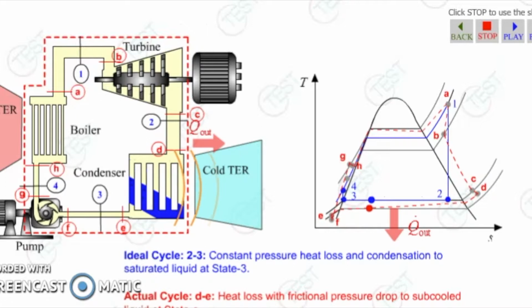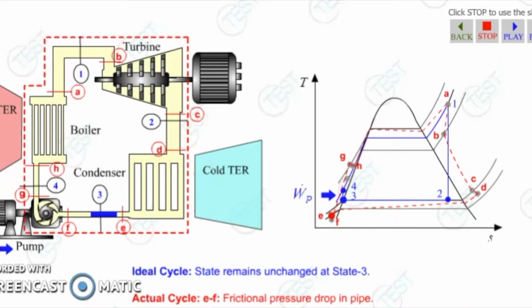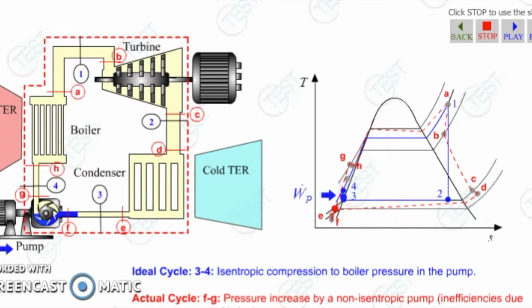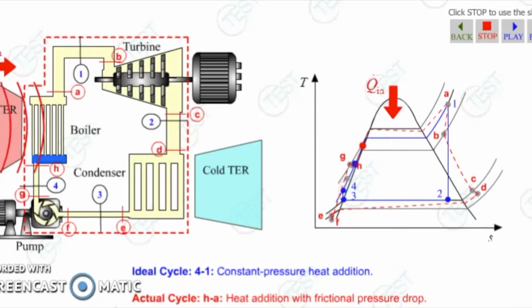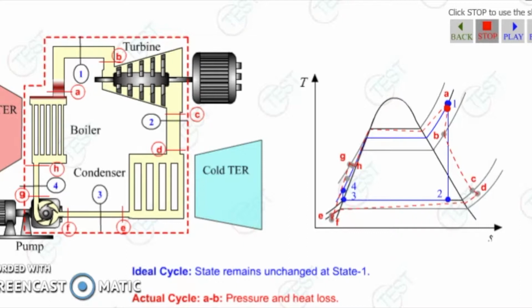From 2 to 3 there is heat loss with a frictional pressure drop. From 3 to 4, pressure increases by non-isentropic pumping and inefficiencies as a result of heat transfer. And finally, from 4 to 1, there is further heat addition with a frictional pressure drop. The condenser in both this animation and the previous are the large cooling towers you can see in power stations.